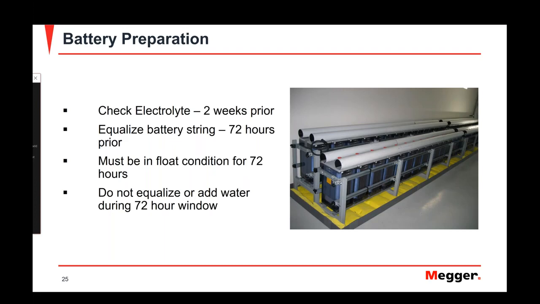Another thing that you're going to want to do is, 72 hours prior to testing, equalize the battery string. Now, it's critical that after you've done this equalization in that 72-hour window, you don't add any electrolyte or try to re-equalize the batteries, and that you allow them to float for that 72 hours before you do your impedance testing. This amount of time may vary depending on the kind of batteries you have, so it's important that you refer to manufacturer's information to make sure you're properly preparing your batteries for this test. So it's very important to closely follow these procedures so that we can produce quality test results.